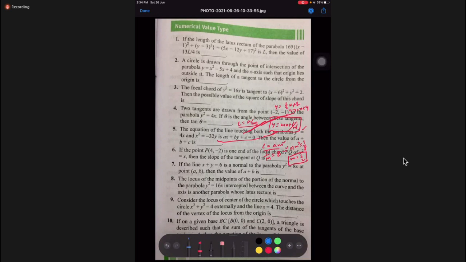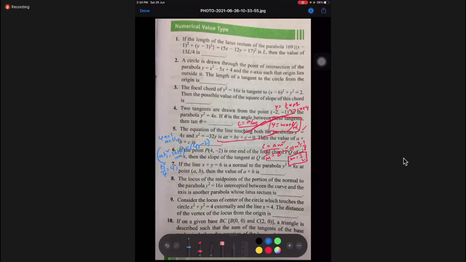Next question, the sixth question. The point P (4, -2) is one end of a focal chord. What is one end of a focal chord, students? I take it as (a t1 square, 2a t1), which is (4, -2). Here y square equals x, so 4a is 1 and a is 1 by 4. A is 1 by 4, which means t1 square by 4 is 4.